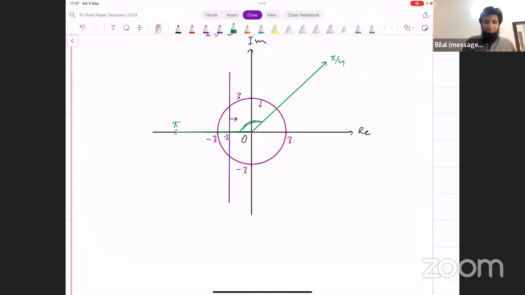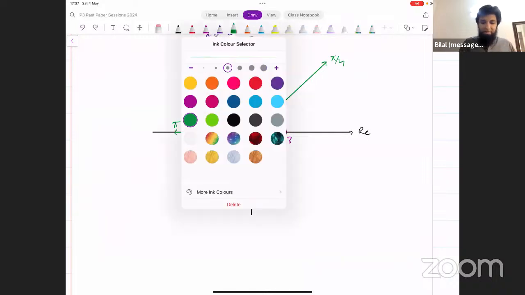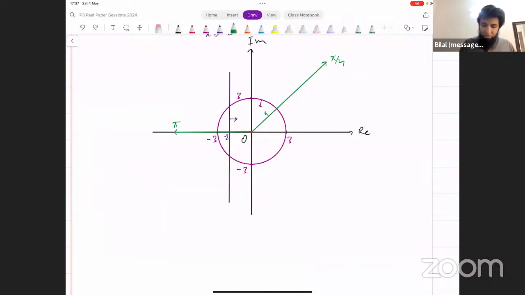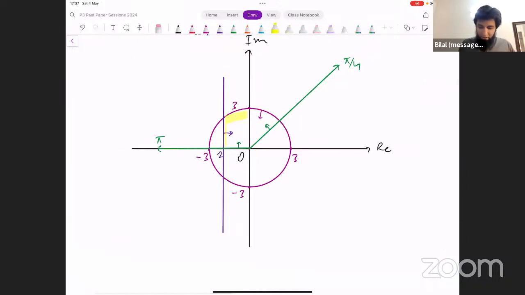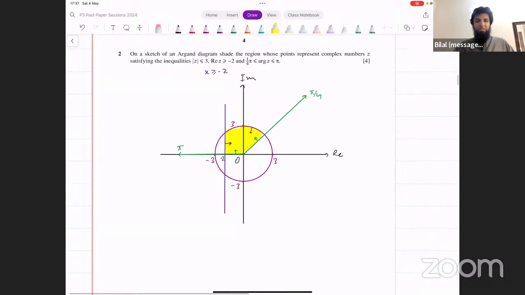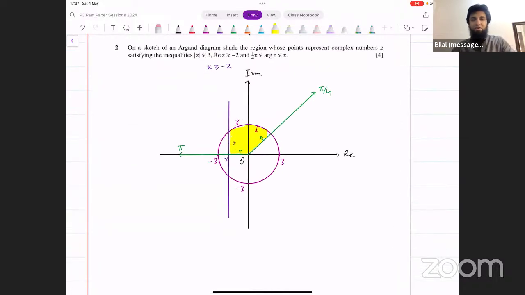You have to be between these two lines. So what's the region that satisfies all of these conditions now? Here and here. This is going to be the shaded part that satisfies all the conditions: inside the circle, to the right of the x equals -2 line, and then between those two green lines that you have drawn. Is that okay? Make sense? No problems?